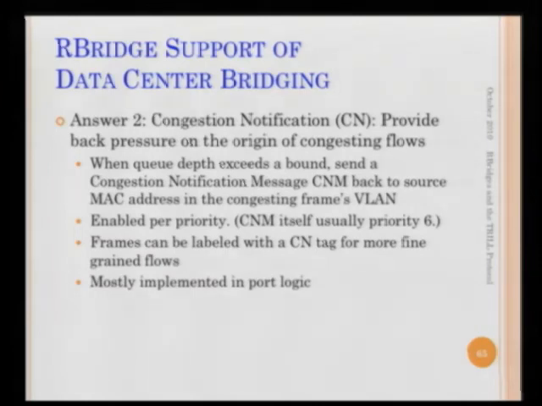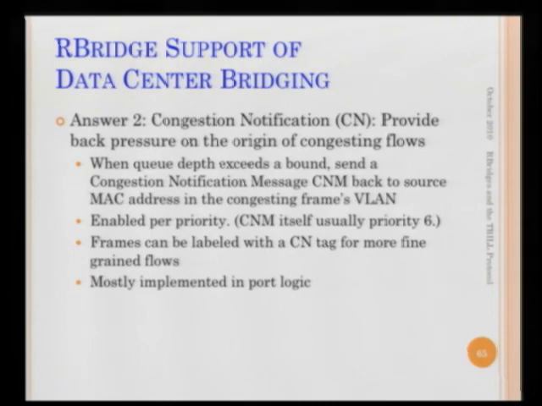So the idea is to provide back pressure on the origin of a flow instead of doing things on a hop-by-hop queue basis. And so when your queue depth exceeds some bound, and this is all obviously spelled out in great detail in the 802.1 specs, you send a congestion notification message back to the source MAC address of the flow, is the idea, perhaps a router or something, or an end station.